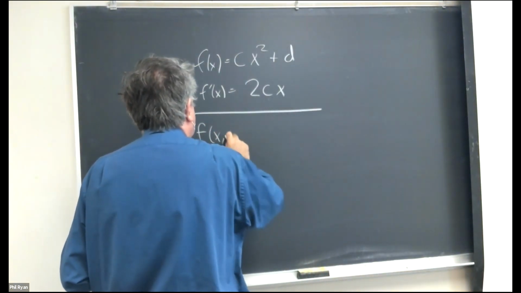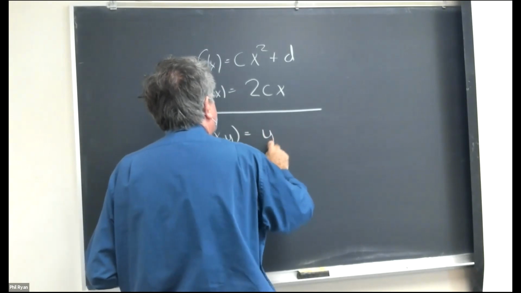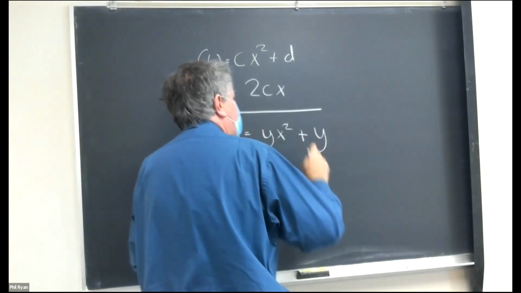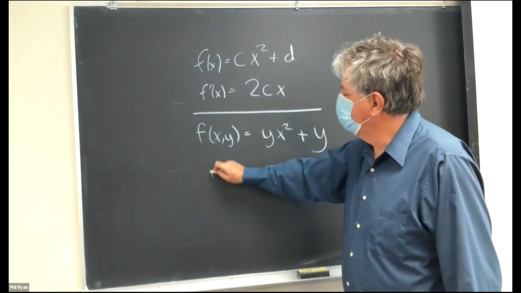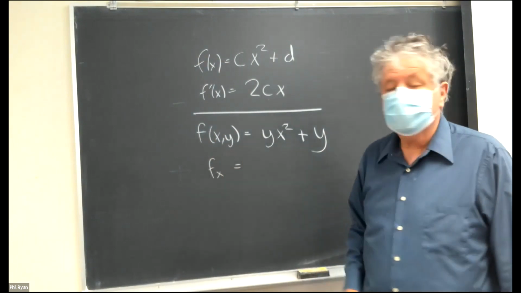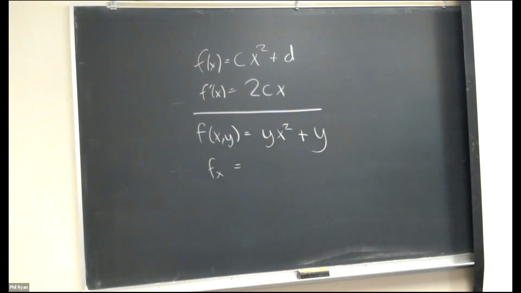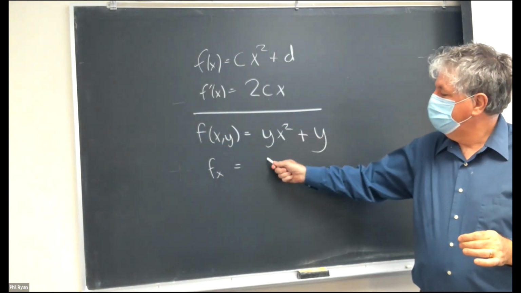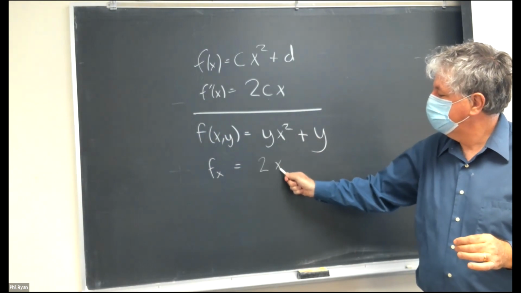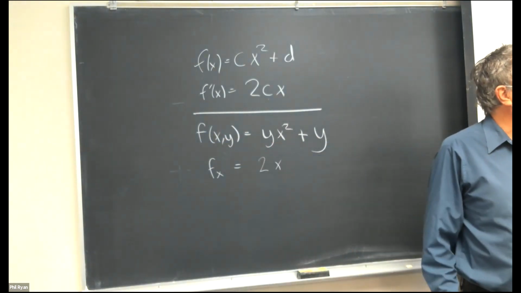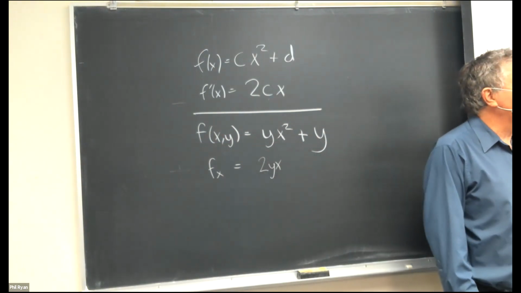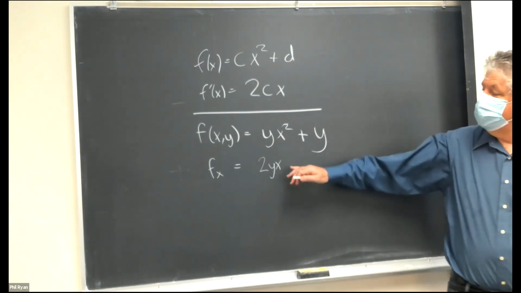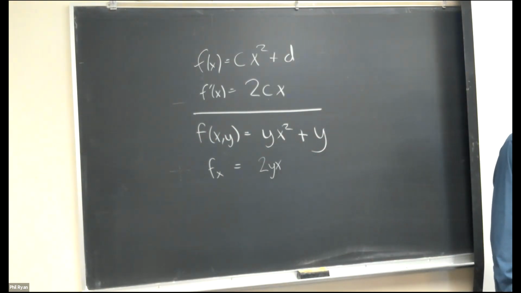Okay, so let's have a look at this guy. Okay, so if we do the partial derivative with respect to x, then we're going to treat y as a constant and x as the varying. So the derivative of the x squared is 2x. That y there is a multiplicative constant, so it stays. That is an additive constant, so it goes away. And so that is the partial derivative with respect to x.